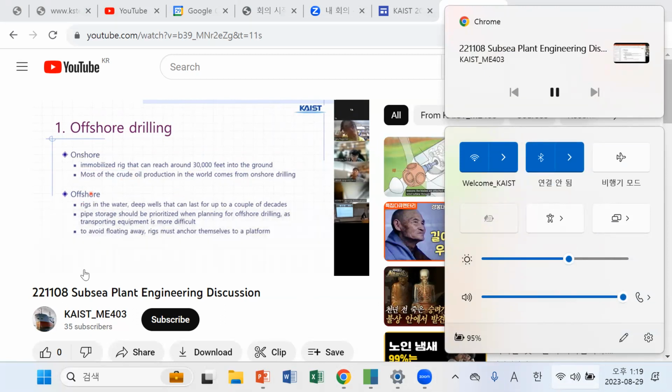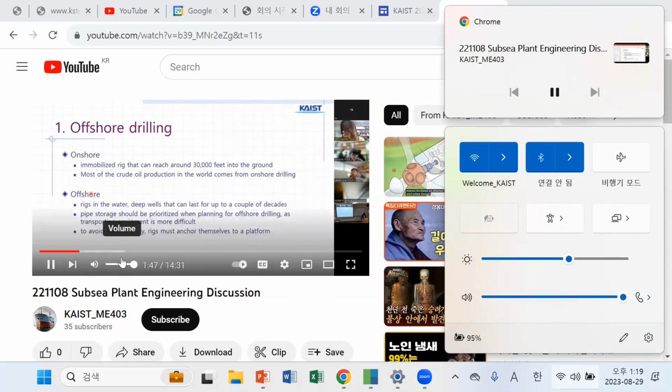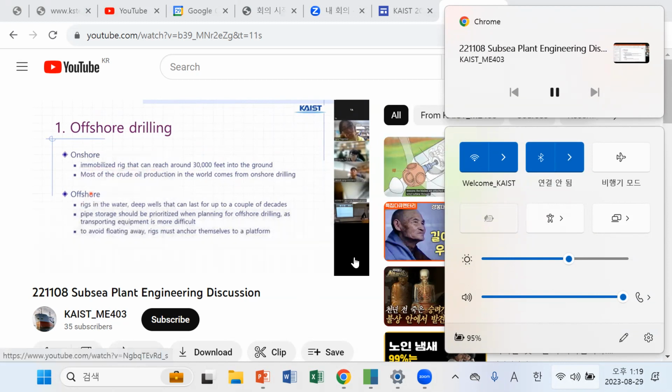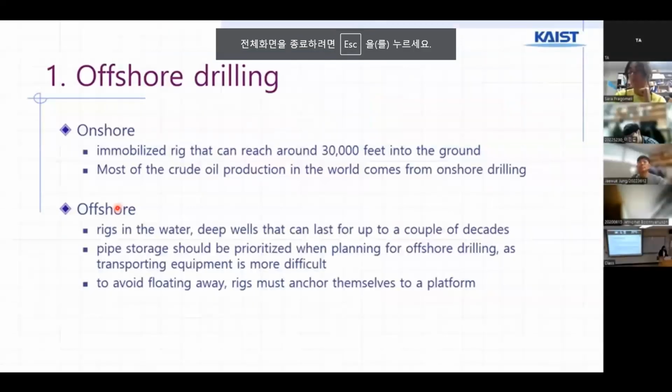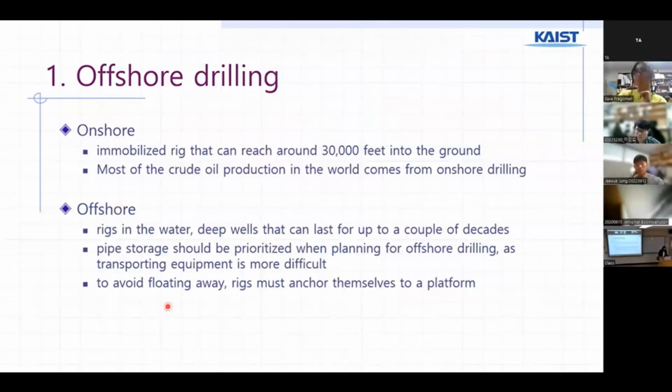Internet or earthquake. Building rigs and drilling for oil takes a lot of time, money, and power. Also, to avoid floating away, it's either anchor as a discussion leader.